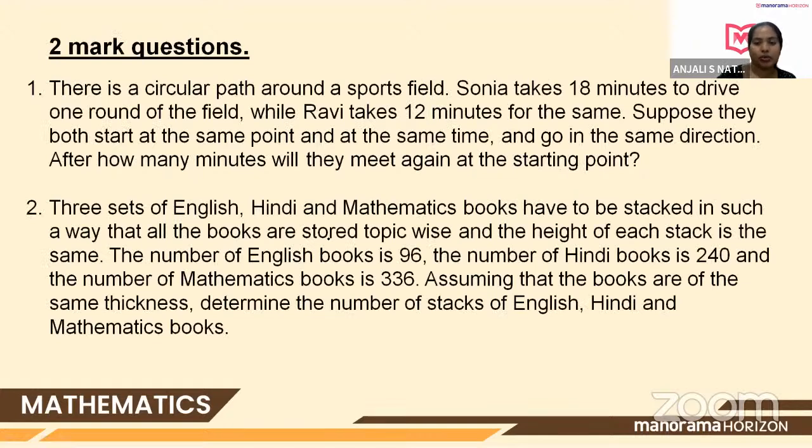So, moving to the 2-mark questions. So, first question. There's a circular path around a sports field. Sonia takes 18 minutes to drive one round of the field, while Ravi takes 12 minutes for the same. Suppose they both start at the same point and at the same time and go in the same direction. After how many minutes will they meet again at the starting point?